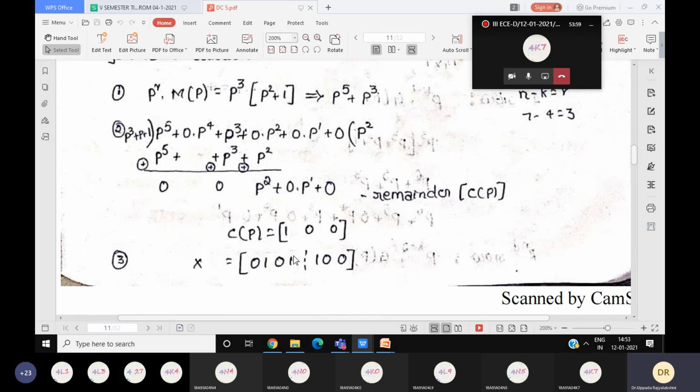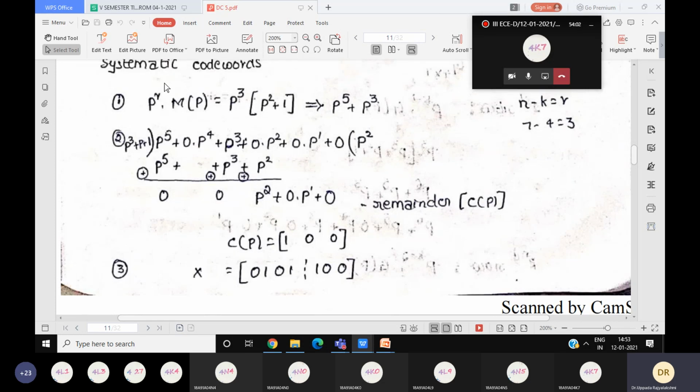For the systematic procedure you will follow 3 steps. First, take the message polynomial and multiply it with p power r. In the second step, divide it with g of p and you will get the remainder. Take the remainder bits and write in the same format: the message bits followed by r number of check bits. That is our code word X using the systematic procedure.